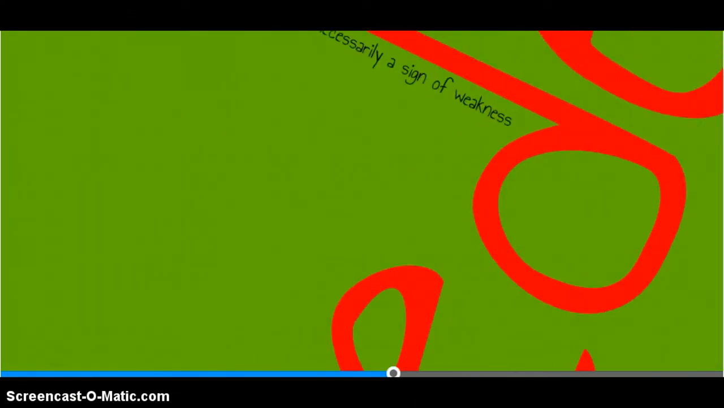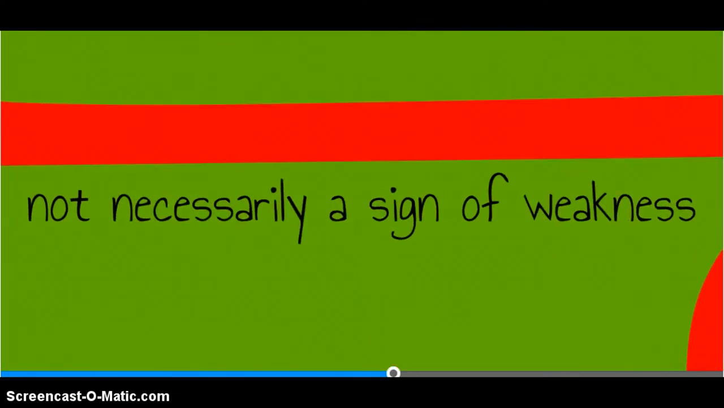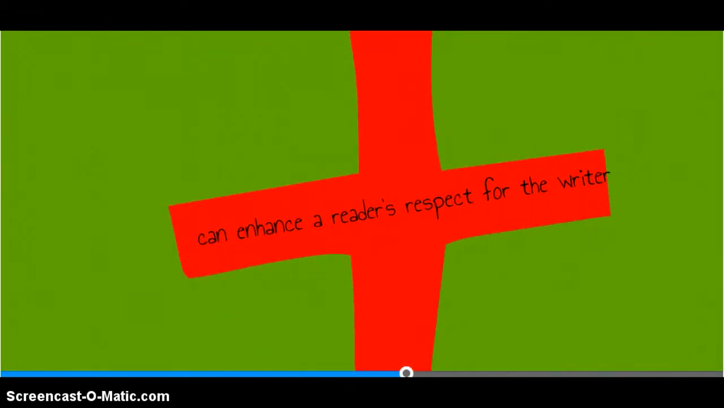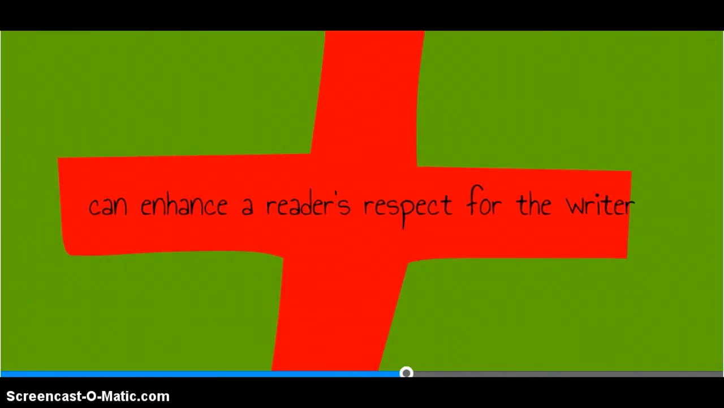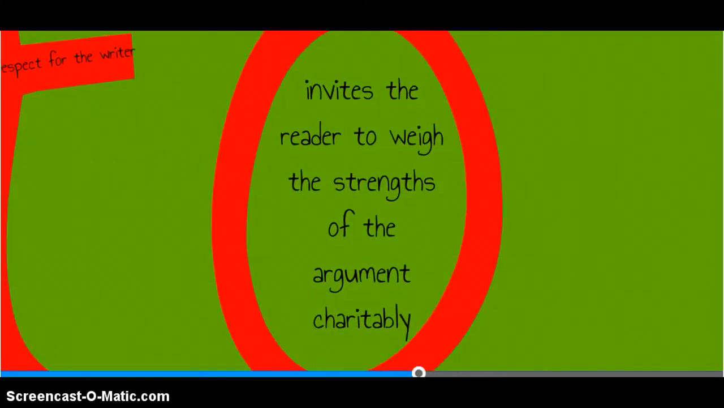Making concessions to opposing views is not necessarily a sign of weakness, but simply acknowledges that the issue is complex. A concession can enhance the reader's respect for the writer and invite the reader to weigh the strengths of the argument charitably.